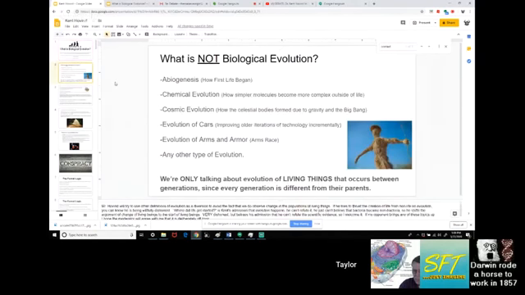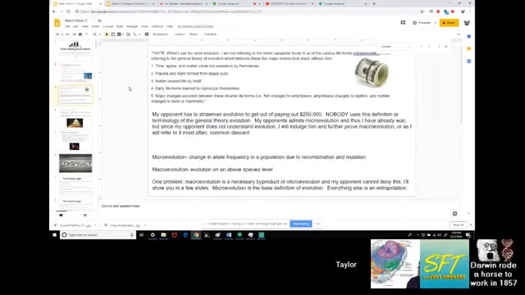What is not biological evolution? As I've explained, how life began, abiogenesis; chemical evolution, how simpler molecules became more complex outside of this process of reproducing life forms; cosmic evolution, how the celestial bodies formed due to gravity in the Big Bang; evolution of cars, evolution of arms and armor, any other type of evolution that is not referring to the change of living things. I sincerely hope my opponent does not try that straw man. So microevolution, my opponent already agrees with, which is a change in allele frequency in a population due to recombination and mutation. What he does not agree with is that exact same process at an above-species level, so that process applied to a change between species.